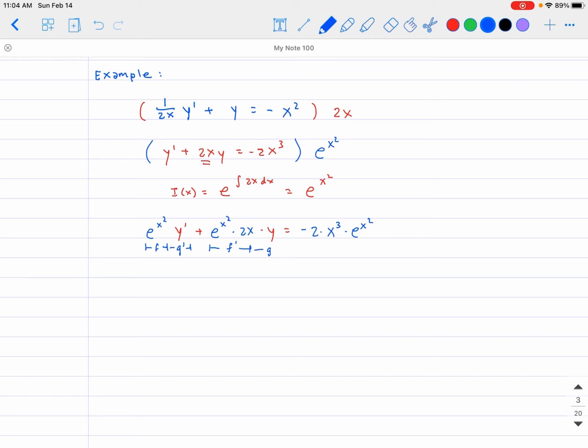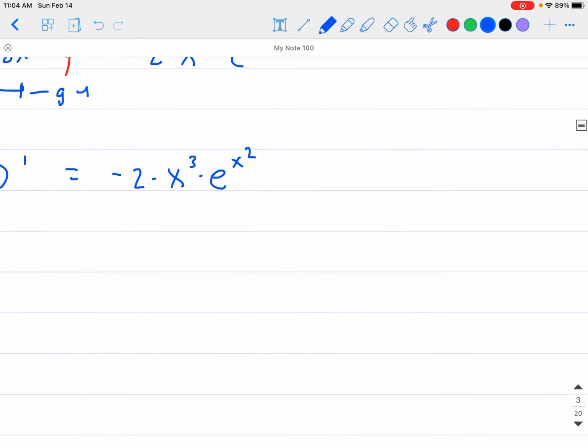So the result, because if this is going to be the product rule's result, then that means the original function, or what you're trying to take the derivative of, is e to the x squared multiplied by y, and then prime. And all that is equal to the right-hand side, which is still going to be the same thing. So negative 2 times x cubed times e to the x squared.